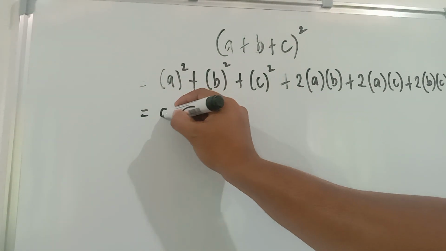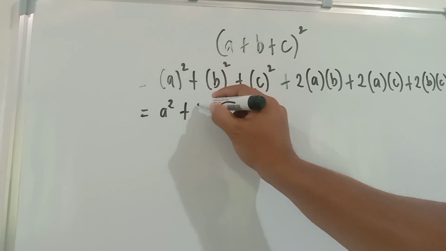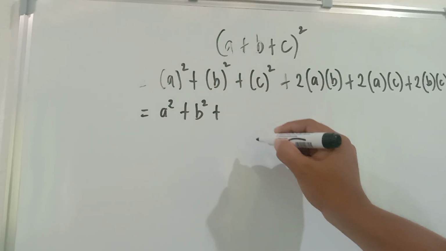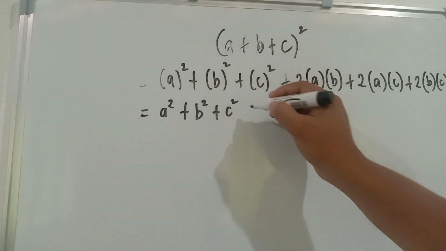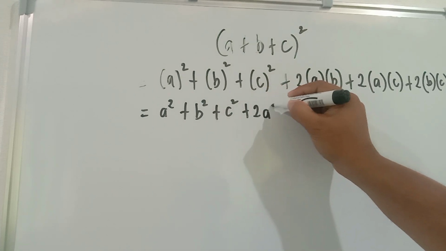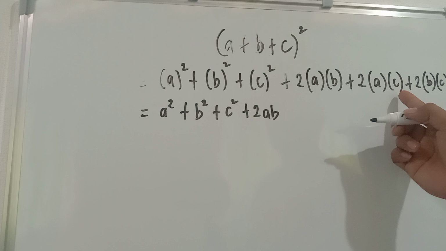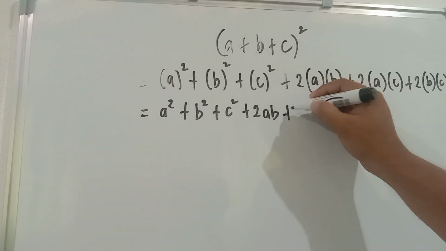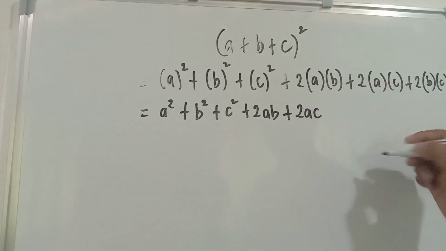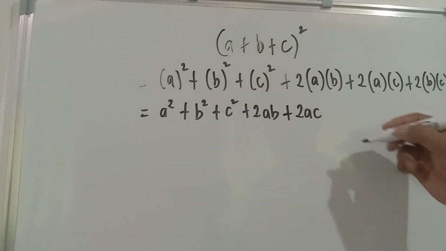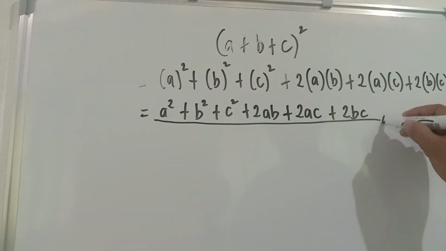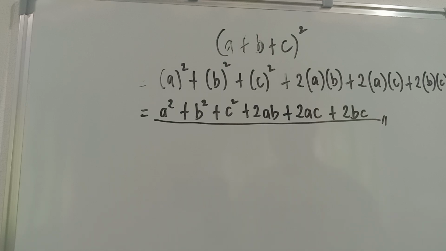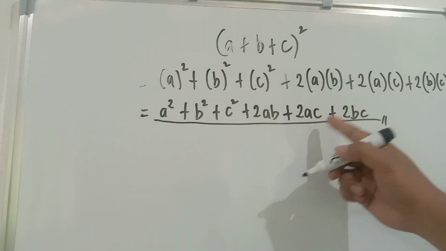A raised to 2, we have a squared. B raised to 2, we have b squared. C raised to 2, we have c squared. And then multiply a times b, we have ab, times 2, we have 2ab. And then multiply a times c, we have ac, multiply by 2, we have 2ac. Multiply b and c, we have bc, multiply by 2, we have 2bc. So we now have our answer in squaring the trinomial a plus b plus c. That is a squared plus b squared plus c squared plus 2ab plus 2ac plus 2bc.